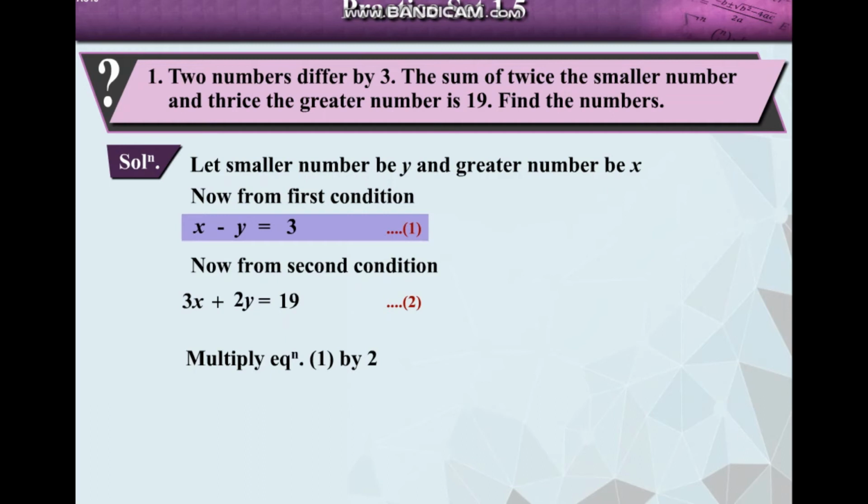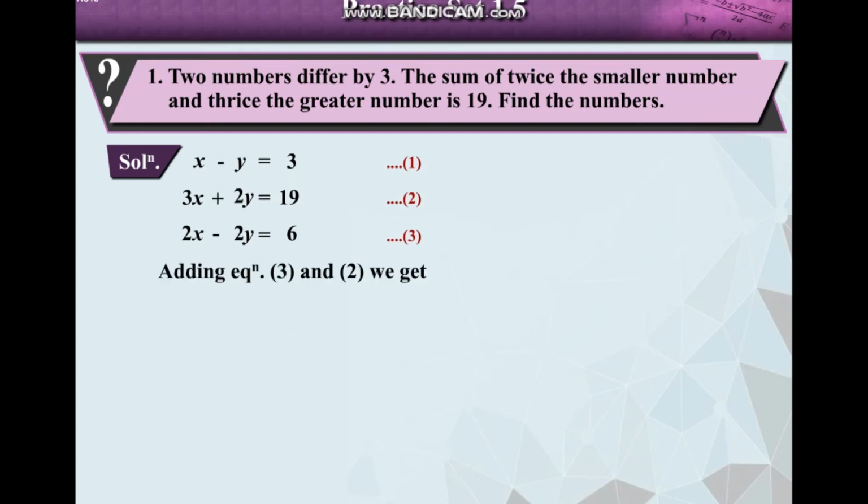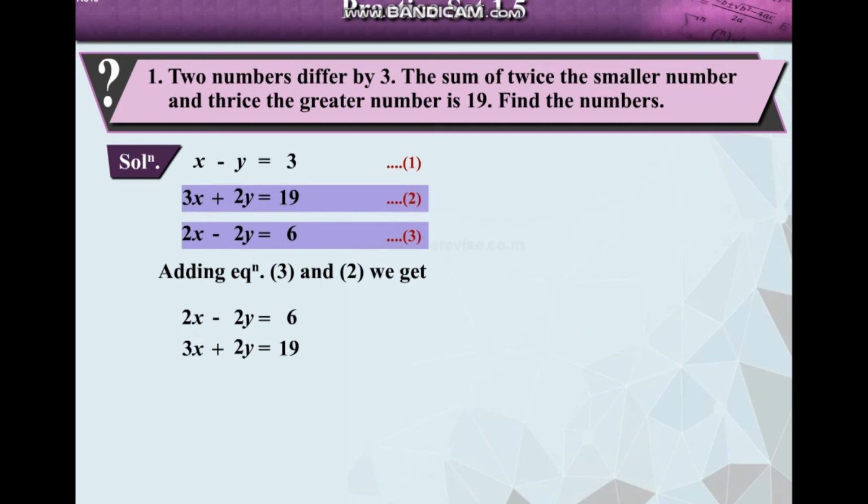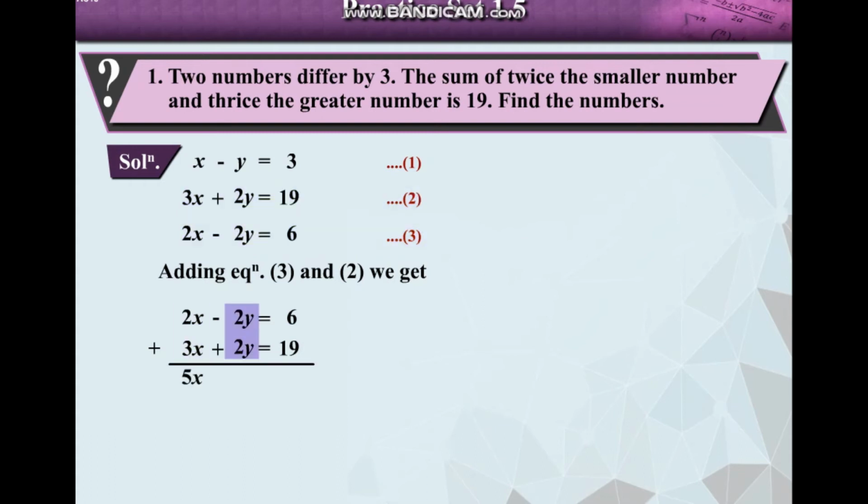Multiply equation 1 by 2. 2x minus 2y is equal to 6. Equation 3. Adding equation 3 and 2, we get 2x minus 2y is equal to 6 plus 3x plus 2y is equal to 19. 5x is equal to 25. Therefore, x is equal to 25 upon 5, which is equal to 5.